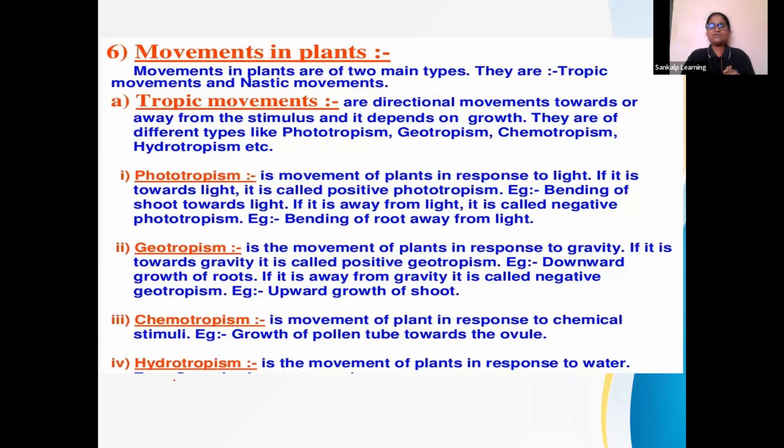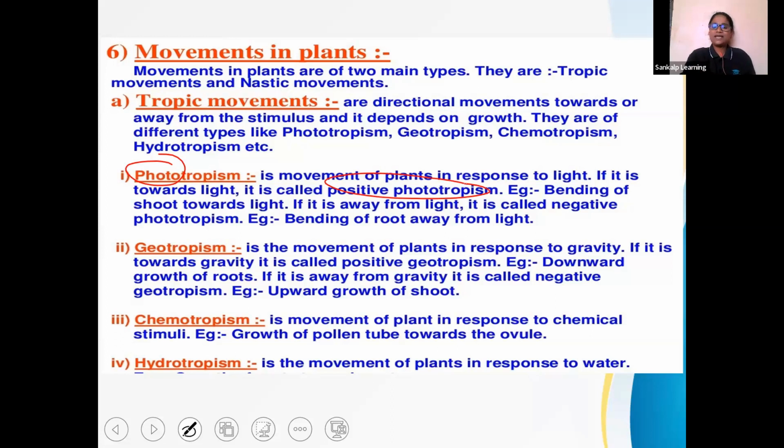In tropic movements, again we have different types: phototropism, geotropism, chemotropism, hydrotropism. Photo means light. The movement of a plant in response to light is called phototropism. Plants always grow towards the light. As they go towards the stimulus, it is called positive phototropism, bending of the shoot towards light. If it is away from the light, it is called negative phototropism.